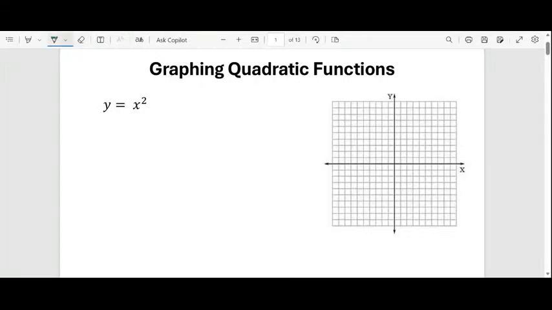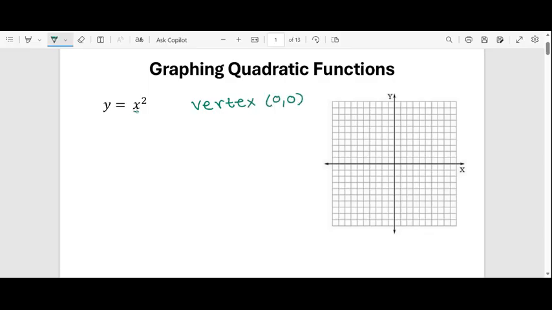This video is going to cover graphing quadratic functions, and we're going to do this using the pattern about the vertex method. We're going to start with the most basic quadratic function that we have, which is y equals x squared. To graph y equals x squared, we're going to start with the vertex. And the vertex here is (0, 0).